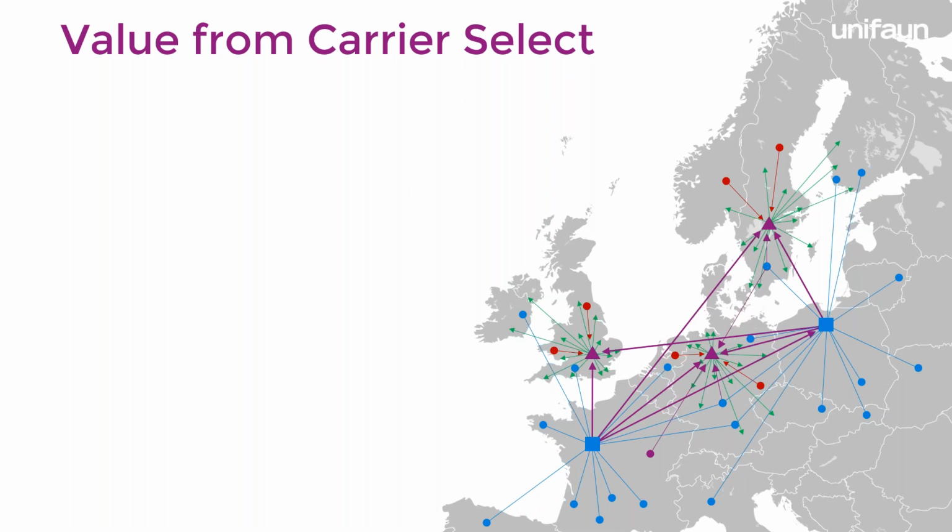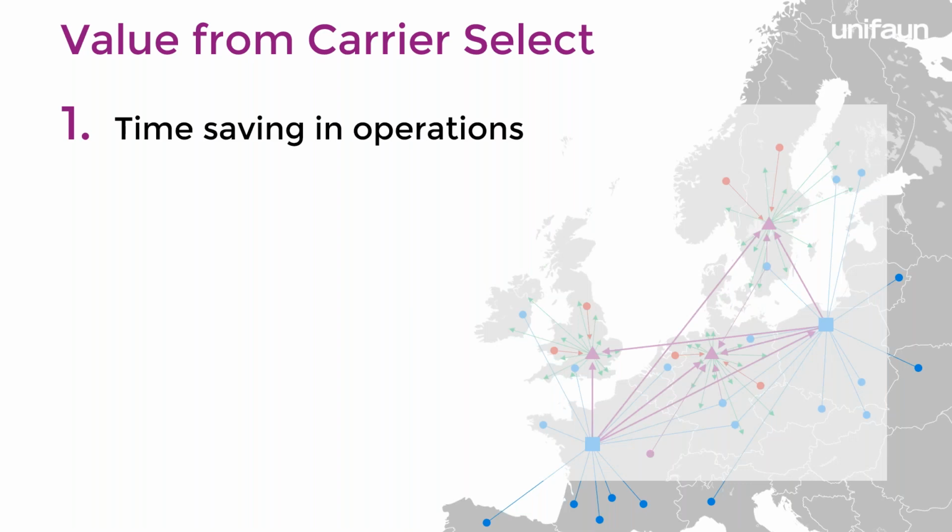The picture you see here in the background is just showing an example of what a supply chain can look like. You would normally have a supplier base shipping to production units. You're probably shipping internally to distribution centers and then out to your customers, which may also have return flows. And one of the first things that you can do using Carrier Select is to save time in operations. So it will be more efficient for you to book your transport correctly, lowering the number of hours you have to spend on this task.